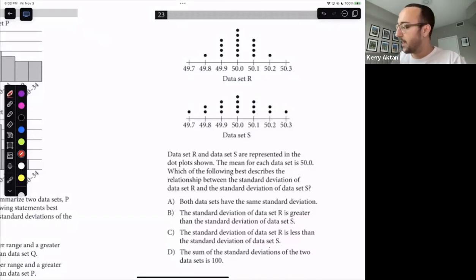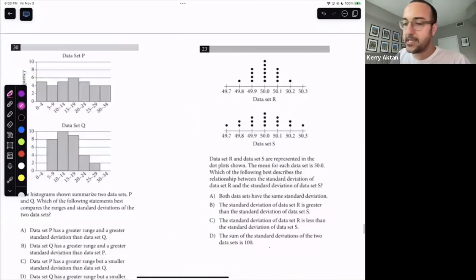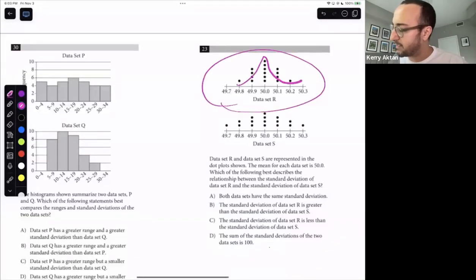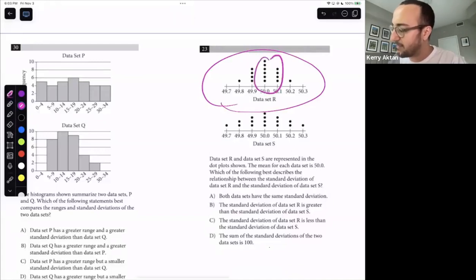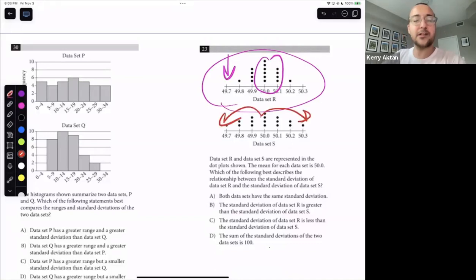Good, good. Adam knows that standard deviation is the deviation from the standard. In other words, this data set is much more tight-knit around the standard. Do I have to stretch my arms that far left and that far right for this? Not really. It's pretty tight-knit. The standard deviation is small, whereas data set S has a fat standard deviation. I got to stretch my arms all the way left, all the way right, in which case the standard deviation of R is less than the standard deviation of S. Very good job, guys. I'm impressed.